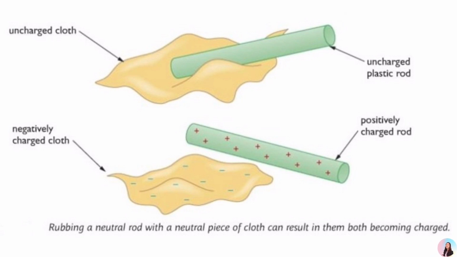For example, we have an uncharged cloth and uncharged plastic rod. Rubbing a neutral rod with a neutral piece of cloth will result in them both becoming charged. The neutral cloth will become negatively charged, while the neutral rod will become positively charged after rubbing or friction.